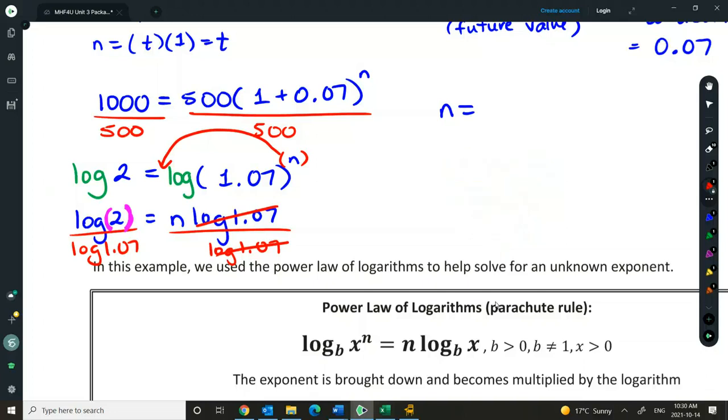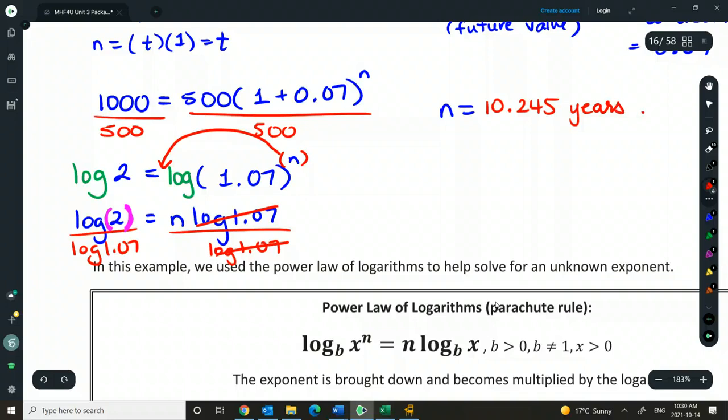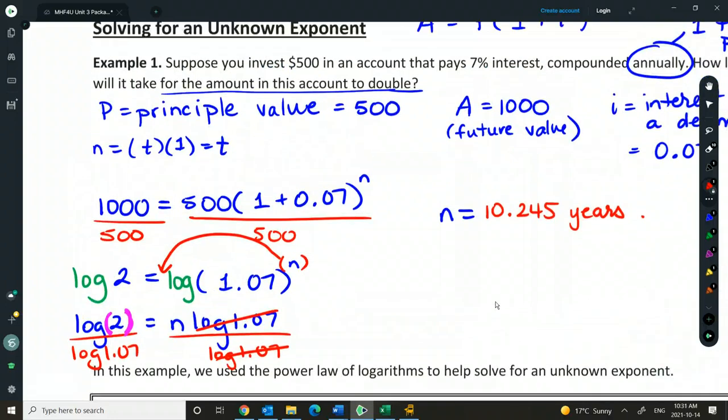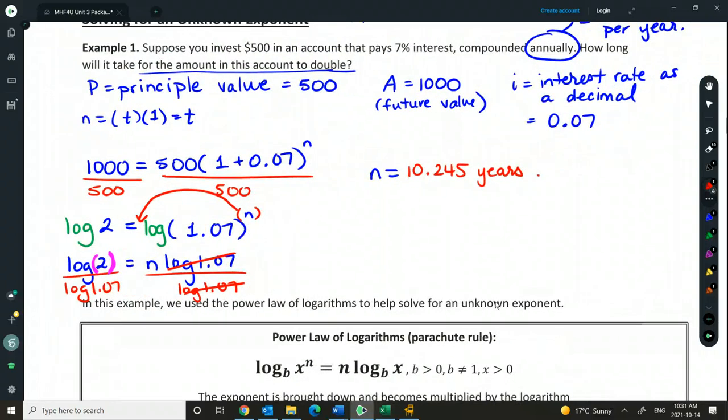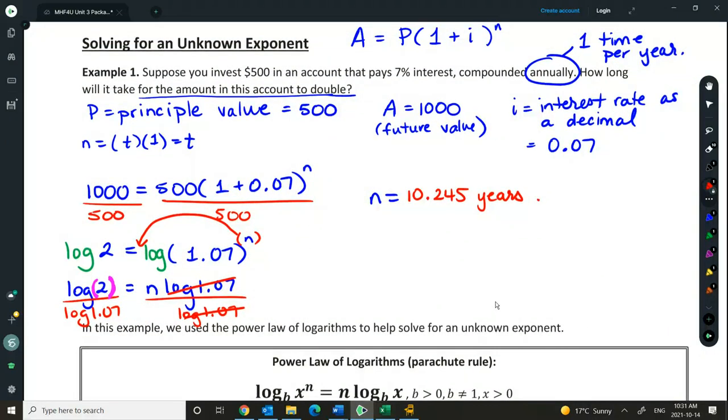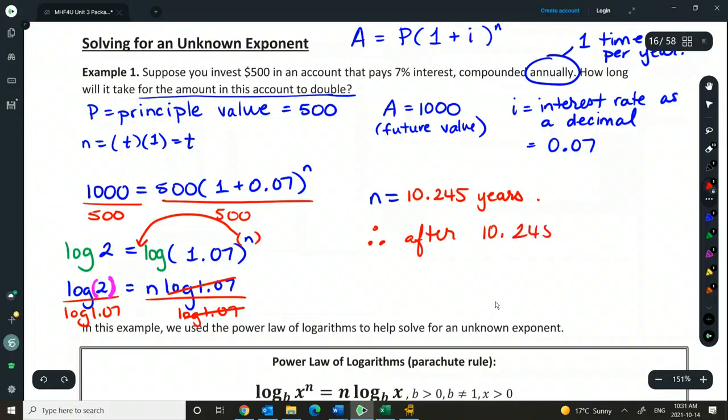Okay, so what should we get from this? Michael, what'd you get? Sarah, did you get the same thing? Yeah. Okay. We'll leave the, is it 10.245 exactly, or was there more? Okay, so we'll just round to 3 then, that's fine. Okay, so therefore, after 10.245 years, you could change the decimal into months if you wanted to, don't need to. There will be $1,000 in the account.